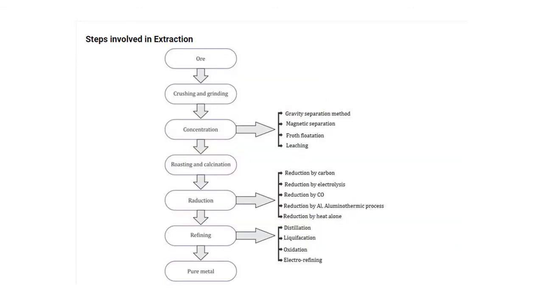So to summarize, the steps involved in extraction are: you take out the ore, you crush and grind it and make a fine powder of it, then you concentrate the ore. That is the process of removing the gangue. In that there are four ways as we saw: gravity separation, magnetic separation, froth flotation and leaching. And under gravity separation there are two different methods. So this much we learned today. In the next lecture we will be learning about the next processes of roasting, calcination, reduction, refining and getting the pure metal.